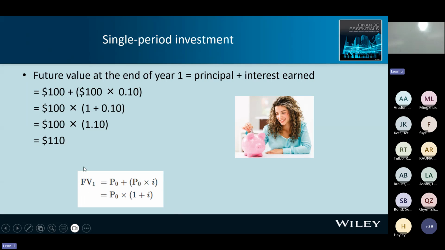We use a general equation. Future value FV at year 1 is P0, where P0 means principal at year 0, times 1 plus I. I is our interest rate, right? I think this example is not difficult to understand, like a saving plan, right?